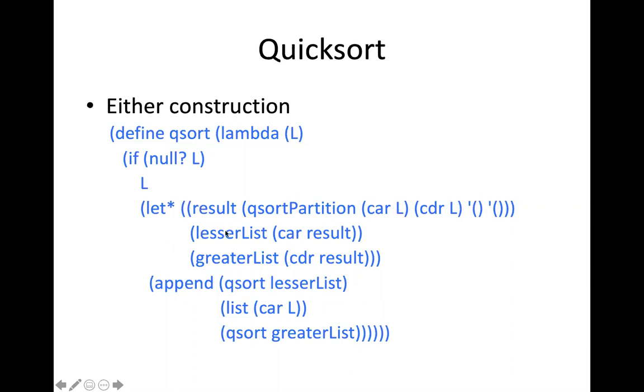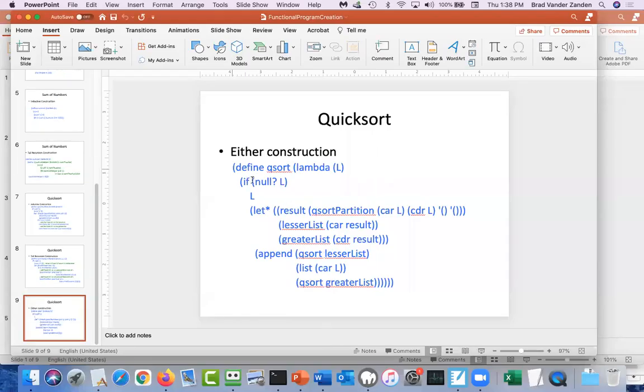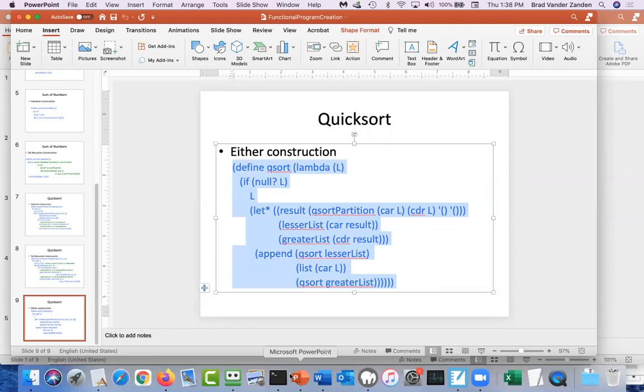Get the result, assign the car of the result to the lesser list, the cdr to the greater list, and then just as I showed you in the introduction, I append together the 3 lists. I qsort the lesser list, create a list out of the pivot, qsort the greater list, and that gives me my result.